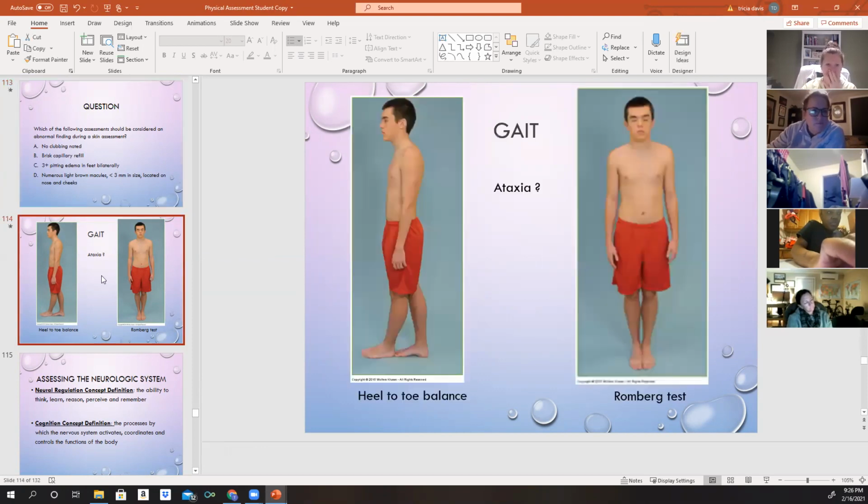All right, so you would want to look at their gait as well. So you can do something called a head to toe balance. That's where they put one foot in front of the other and they walk in the room. You can do it in the hallway. You can see if they lose their balance. And then we do something called the Romberg test, where we ask them to stand straight. They close their eyes and they put their arms out. And when they do that, if they start to lose their balance, then it is a positive sign. They have something going on in the neurological system.